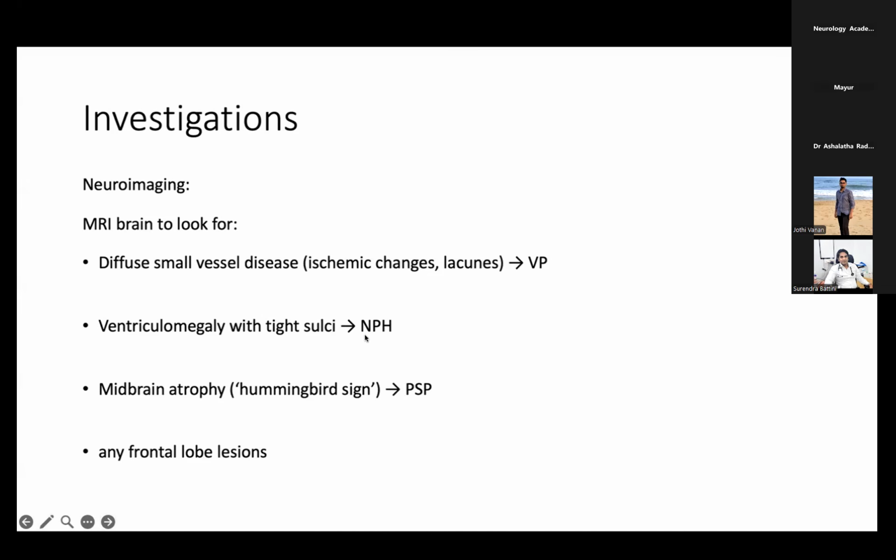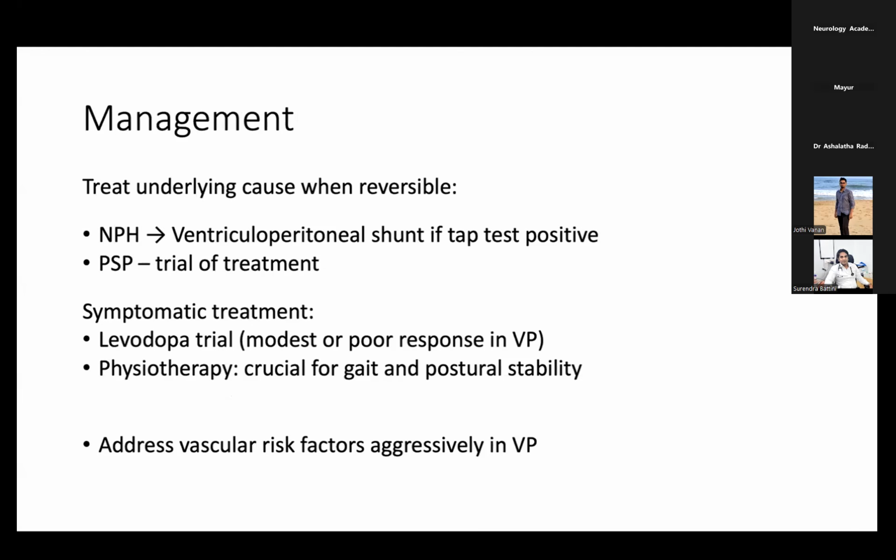Ventriculomegaly with tight sulci supports the possibility of NPH, and there is a scale, the NPH RAD scale, that we have extensively discussed, and the presence of midbrain atrophy showing hummingbird sign and other classical features of NPH can be seen, and any other frontal lobe lesions which could mimic a lower body Parkinsonism like presentation. Coming to the management, we have to treat the underlying cause when it is reversible.